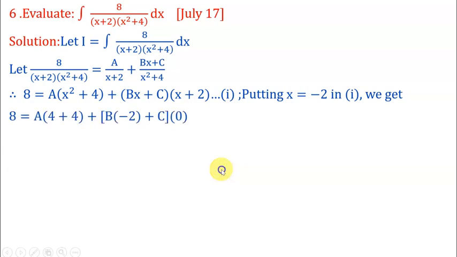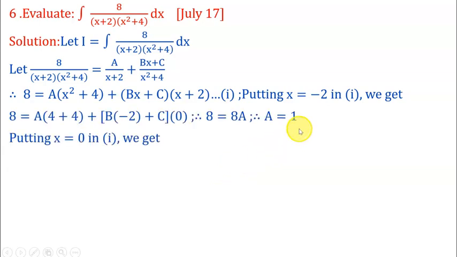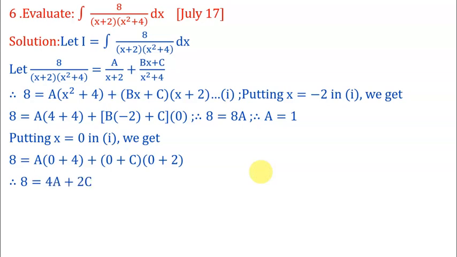You will get here the value of A. Okay, A is equal to 1. Put x is equal to 0. Then you will get the form like this: 8 is equal to 4A plus 2C. After simplification, substituting the value of A, that is 1, you will get the value of C, which is equal to 2.